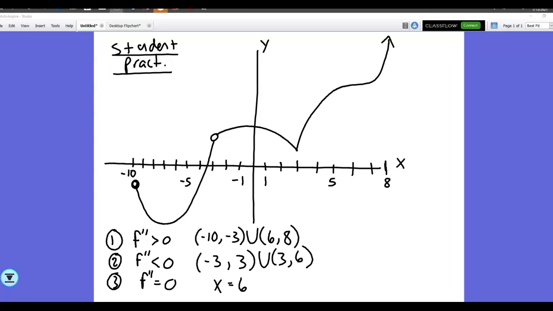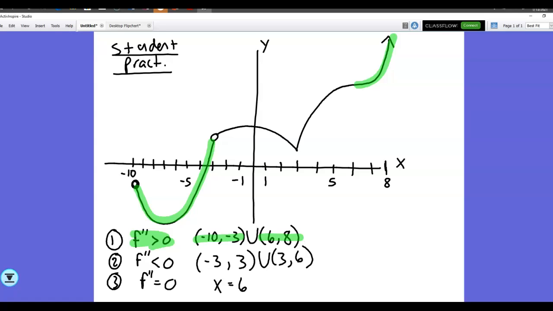We're just kind of eyeballing this a little bit, but let's begin here with the first one. Let's find where the second derivative is greater than 0. All right, well, I would say that from here to here is concave up. And because of that, I said that the first interval is from negative 10 to 3. I would say another place where it's concave up is starting here to here. And therefore, I said from 6 to 8.